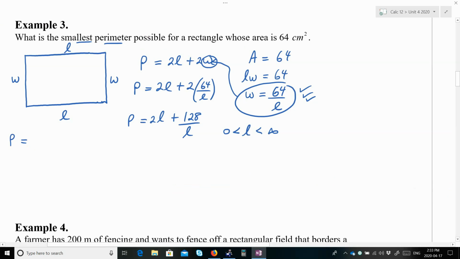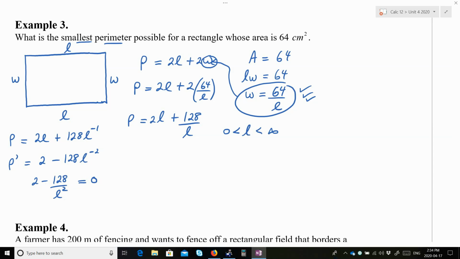Okay, so that means we have to find the derivative of the perimeter function and find where it equals 0 or does not exist. So I'm just going to write 128 over L as 128 times L to the negative 1. And now we will do P prime. The derivative of 2L is 2. And the derivative of this is negative 1 times 128, which is negative 128, L to the negative 2. Which is 2 minus 128 over L squared. Okay, and we want to set that equal to 0 and solve that for L.